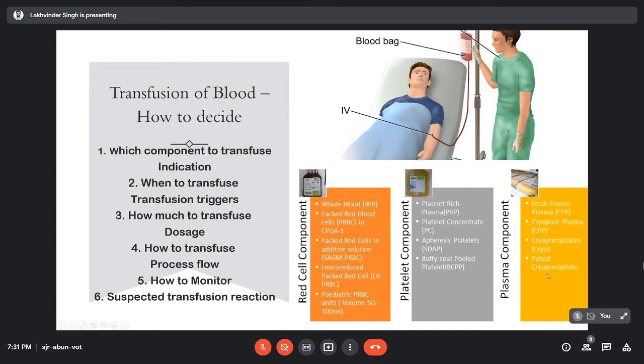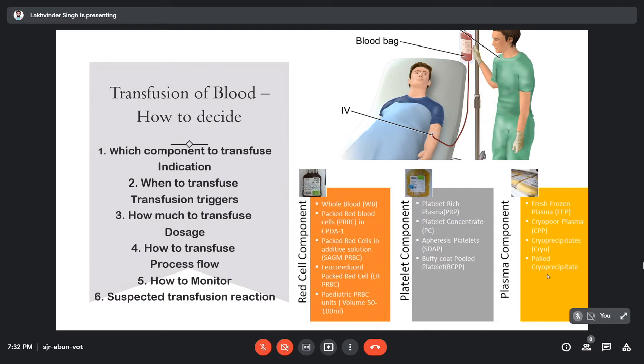But now the question comes, which components to transfuse? How do we decide? We have to know the indication of each component we are going to transfuse, then when to transfuse. What are the transfusion triggers? For red cell components, at what hemoglobin are we going to transfuse? Are there other parameters which help us decide whether the patient requires transfusion or not? Because we all know that a blood component is a biological fluid. If it is transfused without any clear indication, it can cause more harm than benefit to the patient.